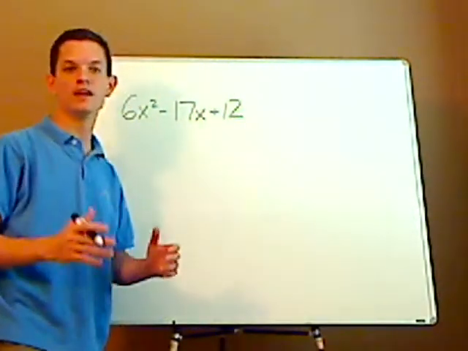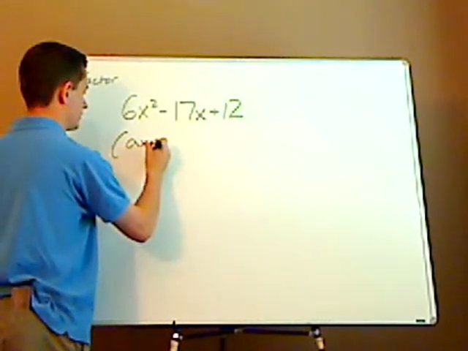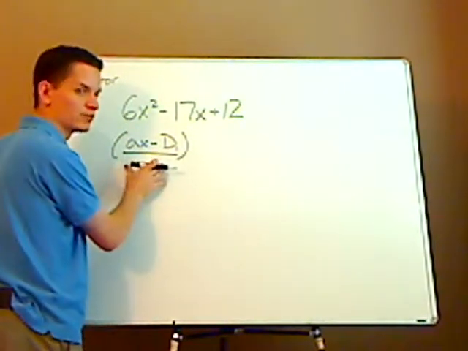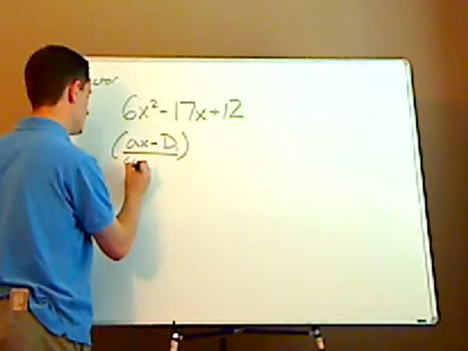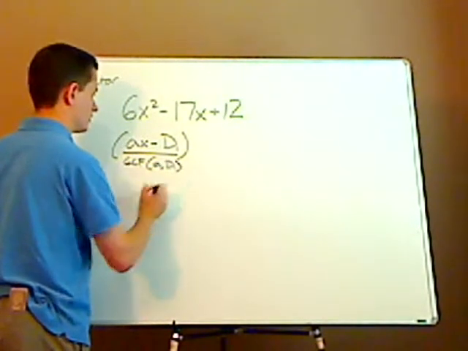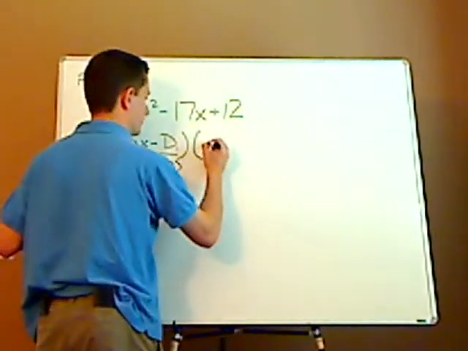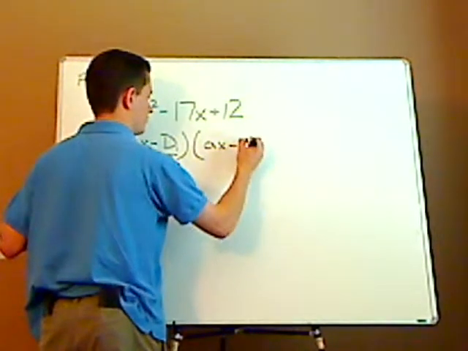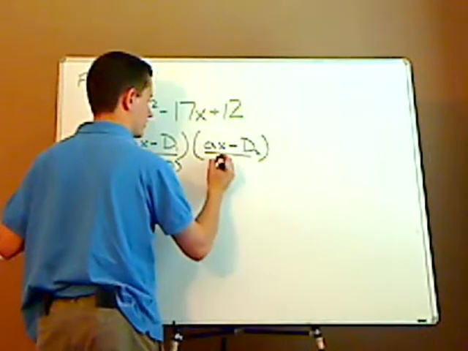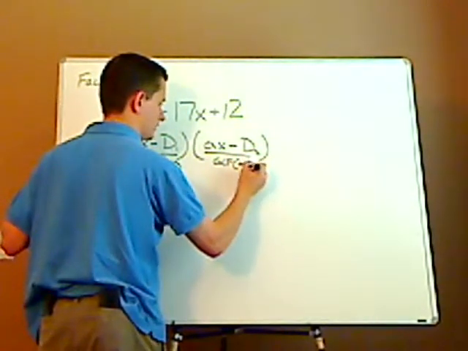First, you have a formula. You have (ax minus d1), and on the inside of this parentheses, it's over the GCF of a and d1. Now in the second set of parentheses, you're going to have (ax minus d2) over the GCF of a and d2.